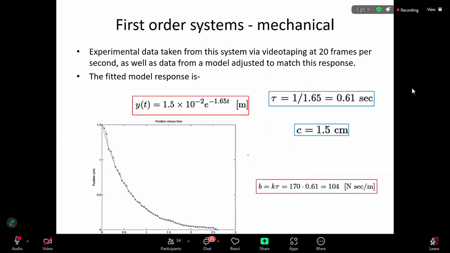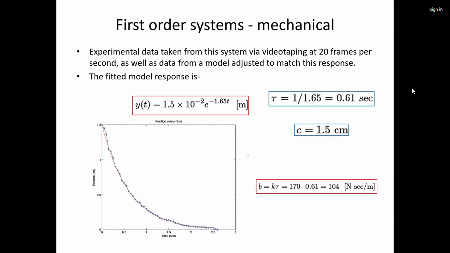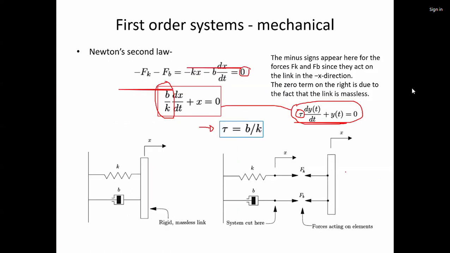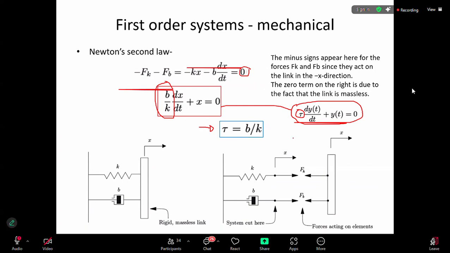Now, you have a solution to this equation, right? Typically, it is e to the power minus t over tau.